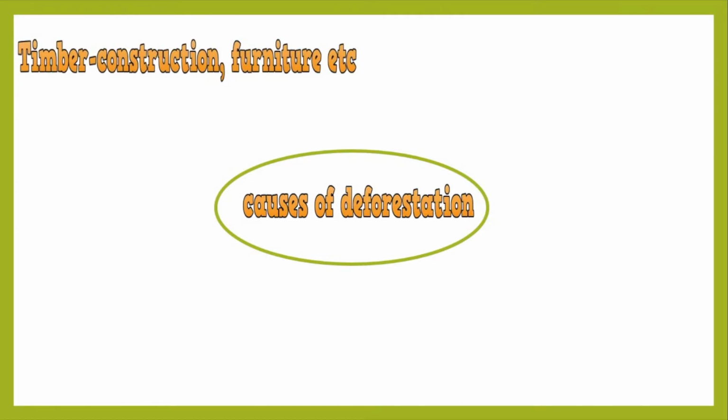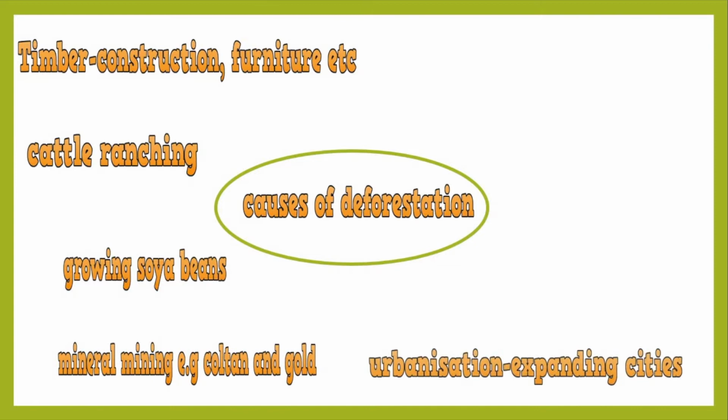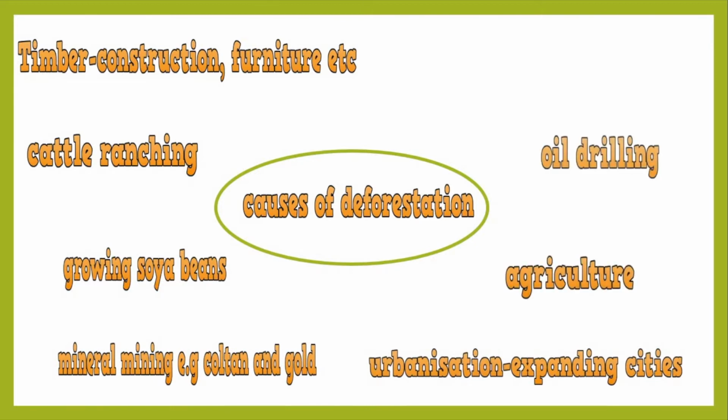So we had timber, cattle ranching, growing soya, mineral mining, urbanization, agriculture, oil drilling, palm oil production. There are lots and lots of others. These are just 8 that, if you Google causes of deforestation, are some of the top ones that come up. Leading ones from this list are cattle ranching, agriculture and urbanization.